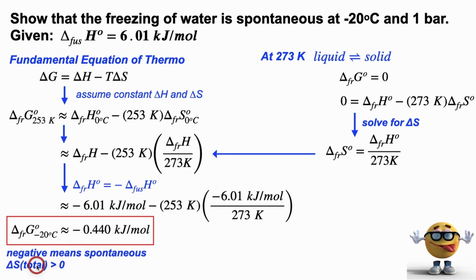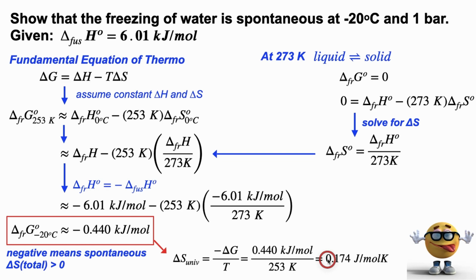And if it's spontaneous, then the total entropy change of the universe is greater than 0. We can solve for the entropy change of the universe for fun, which is equal to negative delta G over T. This equation comes from the second law. I can derive this if you want me to, just let me know. If we plug in our values for delta G, this is positive because this negative cancels out with this negative here, and we have a positive entropy change of the universe, which means the process is spontaneous.